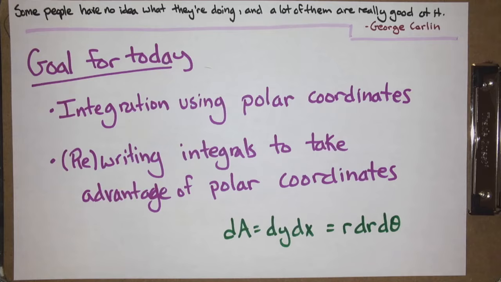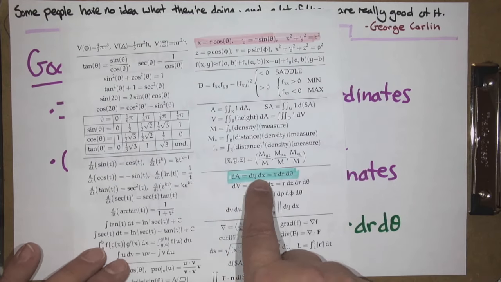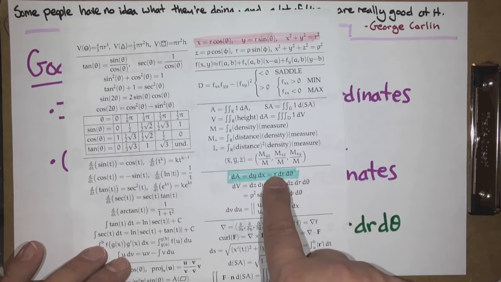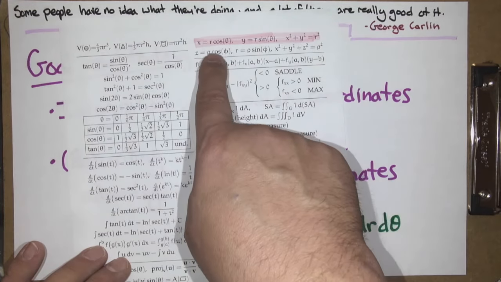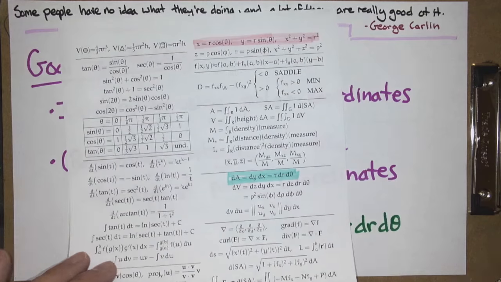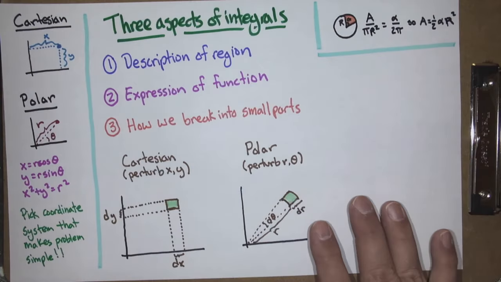So in terms of our formula sheet, we're adding just a touch today. We're adding that we can change from the dy dx, which is our piece of area, to r dr d theta. We'll talk about where this r is coming from. Just as a reminder, we do have some information about polar coordinates on the formula sheet for reference. All right. So let's get into it. And first we'll start with some philosophy.